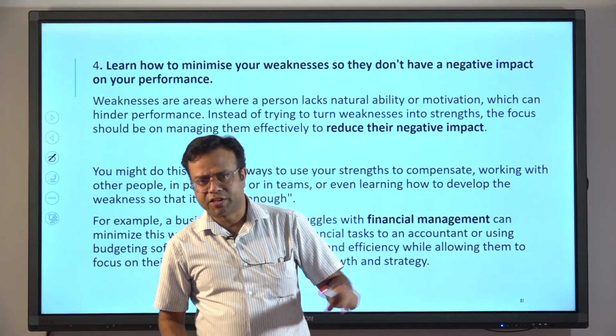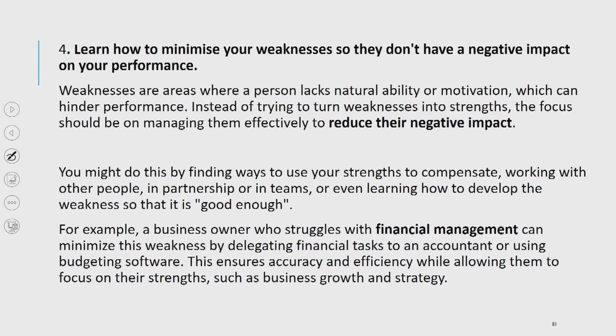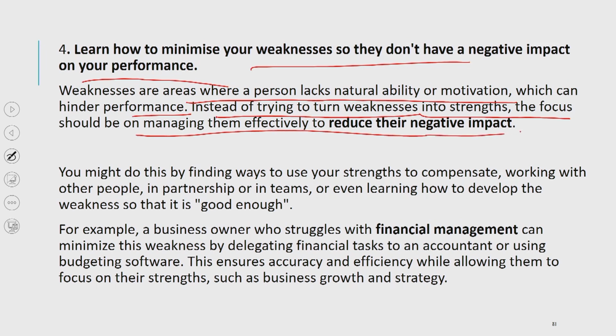The fourth suggestion was: learn how to minimize your weaknesses so that they don't have a negative impact on your performance. Weaknesses are areas where a person lacks natural ability or motivation. The person doesn't have the ability, and naturally will not have the motivation either, which can hinder their performance. Instead of trying to turn weakness into strength, which is not easy to do, the focus should be on managing them effectively to reduce their negative impact.